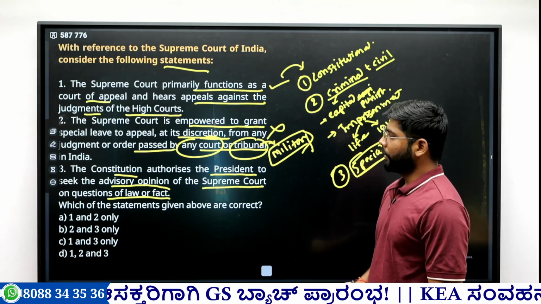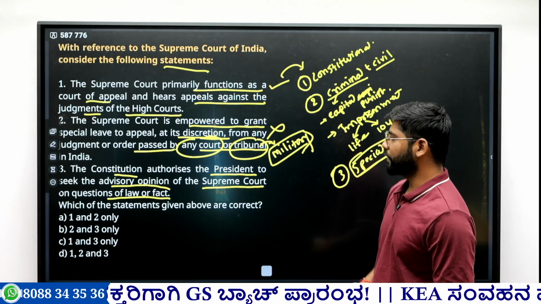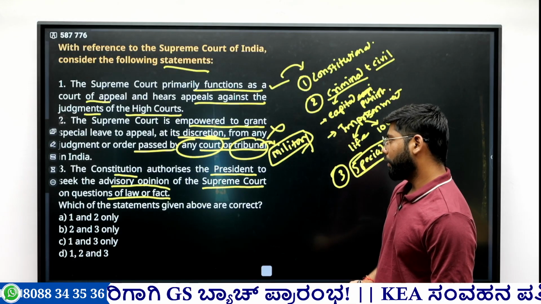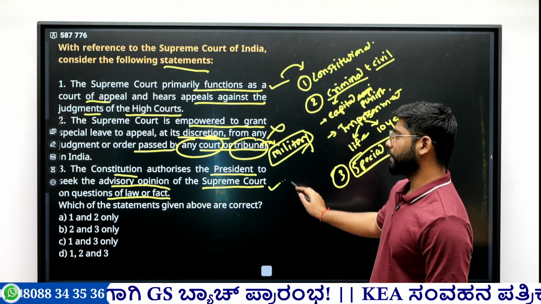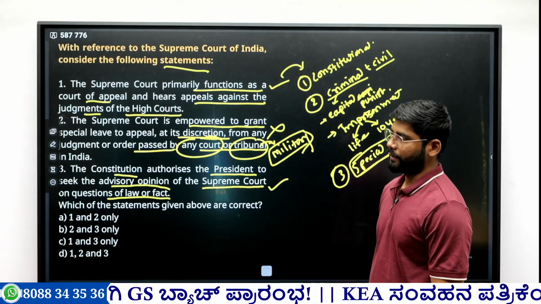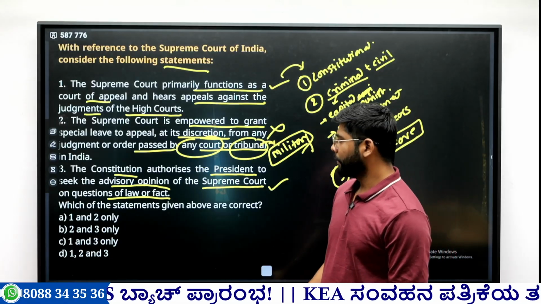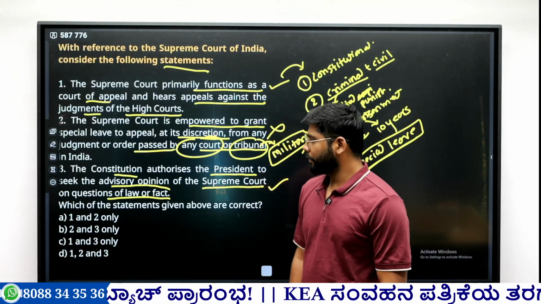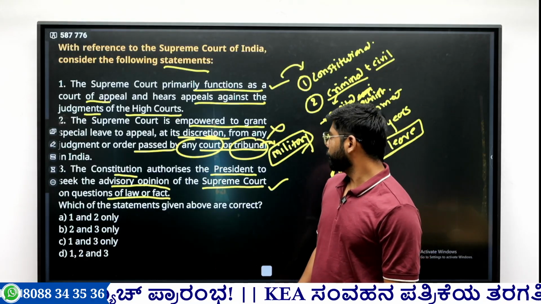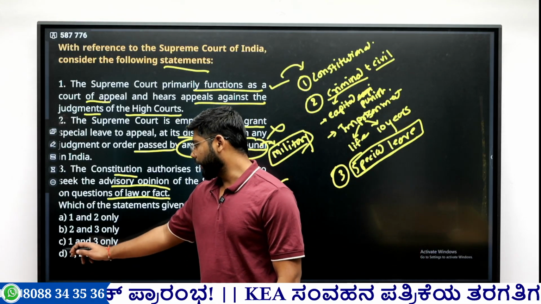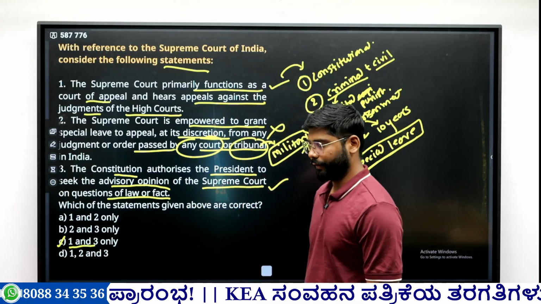Then the last one: the Constitution authorizes the President to seek the advisory opinion of the Supreme Court on a question of law or fact. Yes, the Constitution has authorized this. There are two instances: first is law and fact, and second is a matter of public importance. So 1 and 3 are correct, second is wrong. The correct option is C. 1 and 3 are correct here.